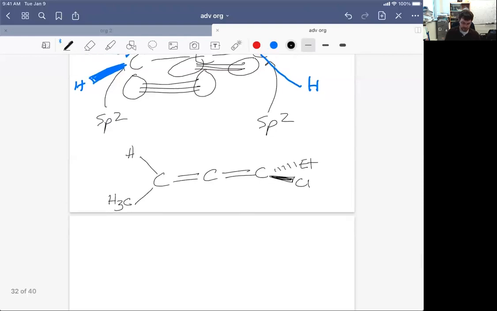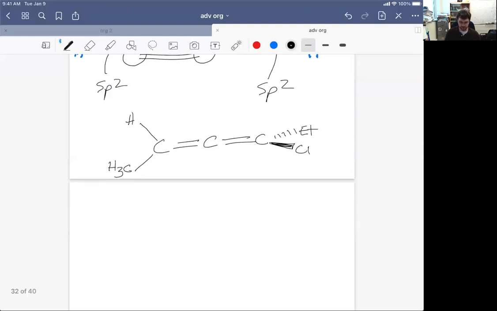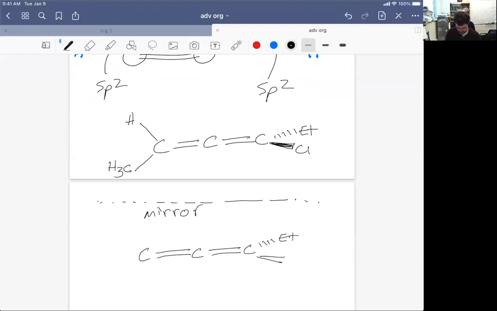Now I drew this molecule quite big, so forgive me, but I'm going to consider a mirror plane. I usually don't do it this way, but let's give it a shot. If I draw the mirror plane this way, then the ethyl and chlorine look like this. Now the CH3 is going up and the H is going down. That's just what the reflection of this molecule would look like in a mirror plane.